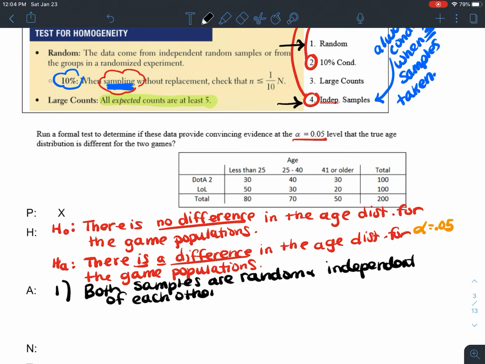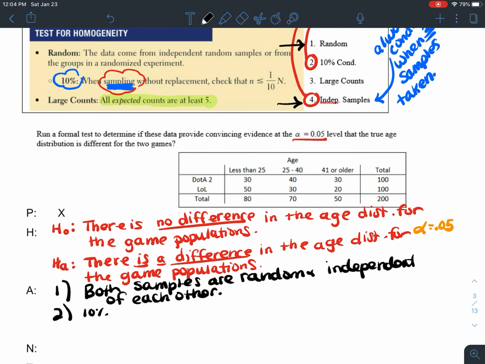And you could just make that statement unless you're given something in the problem that would lead you to believe that these samples were not taken independently of each other. You need to at least include that in your sentence so that the graders know that you checked that off, and that is the assumption that you are working with when you're running this test, that they were in fact taken both randomly and independently of each other.